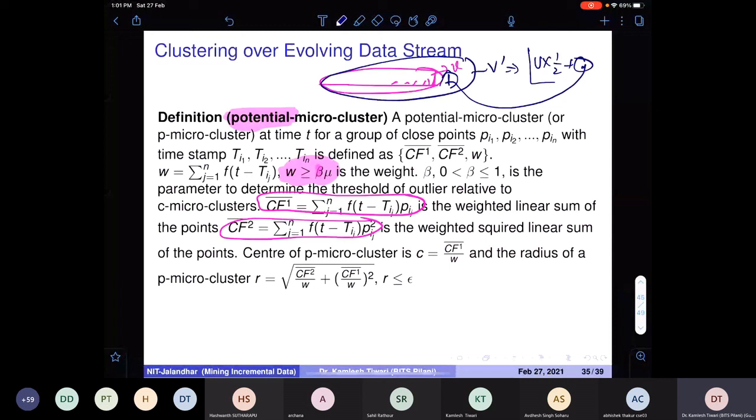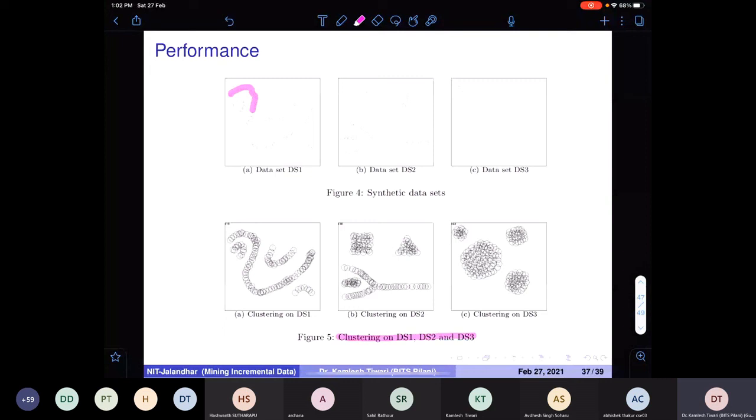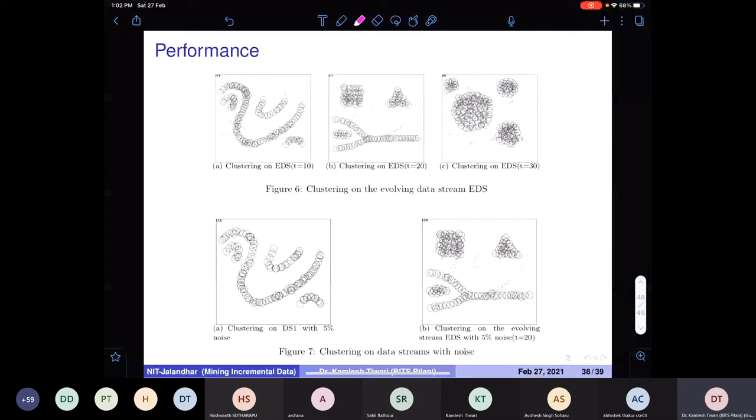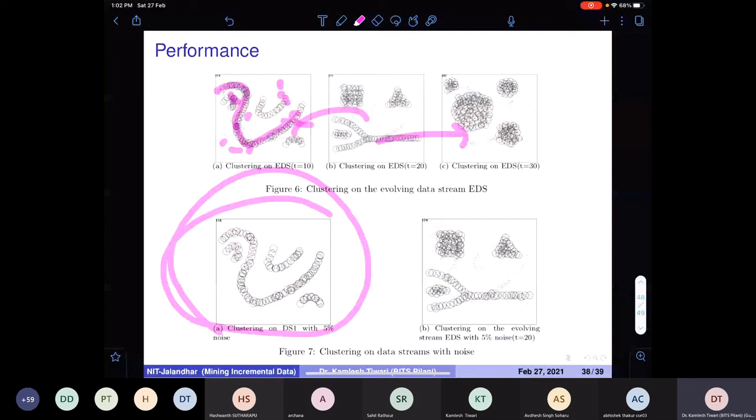Very interesting idea. This idea has been executed on three different databases, and you can see that the clusters were of very random shape, and this algorithm was able to give those clusters very efficiently. Even when the person tested by adding noise, for example, when a few items from the second group were added to the first type, the system was still able to give the correct classification. So this was the third algorithm that we wanted to discuss today. I hope this gives you some idea of how we can do incremental clustering.